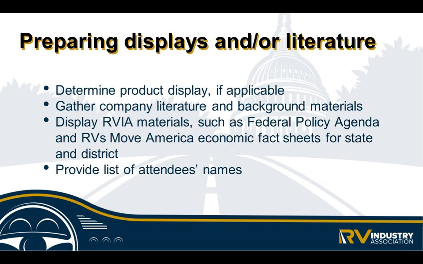To prepare your displays and literature, you need to determine what literature you would like to have available for the member of Congress and whether you want to display any particular products, be that in the plant or just outside of it. If you wanted to show them the newest RVs that you're producing, or if it's a supplier, they could show product that way as well. Have some RVIA materials ready for the lawmakers, such as the economic fact sheets for his or her district and the state.